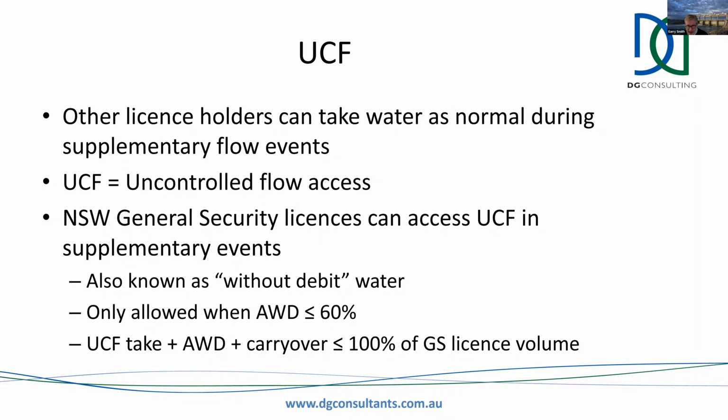General security licence holders are only allowed to access this opportunity when the available water determinations are less than 60%. And the upper limit is what do they take under? Think of it as an advance on possible future allocation increases for general security. So that uncontrolled flow use plus the available water determinations plus the carryover can't exceed 100% of the general security licence volume. So once the annual available water determination goes above 60%, that without debit water is actually brought to account and it converts to water and is debited to their account in the normal way and just seen as water that was taken early in advance of the allocation. Irrigators need to then live within the overall limits that apply to their account.